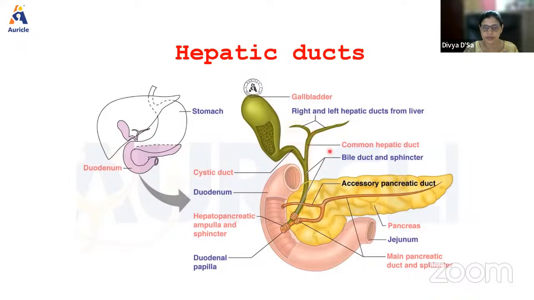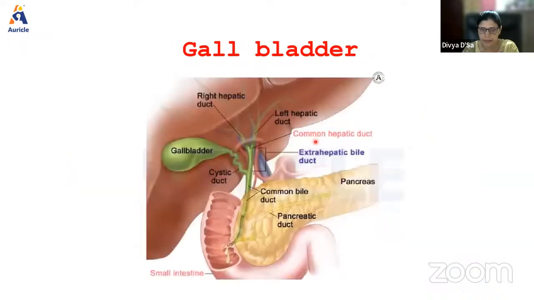So these will be the relations of this common hepatic duct. Okay, here you can see, this is the common hepatic duct. Behind it you are seeing the portal vein. On the left side, we are seeing the hepatic artery. And on this side, below and to the right, we are seeing the cystic duct. So they form the relations of the common hepatic duct.